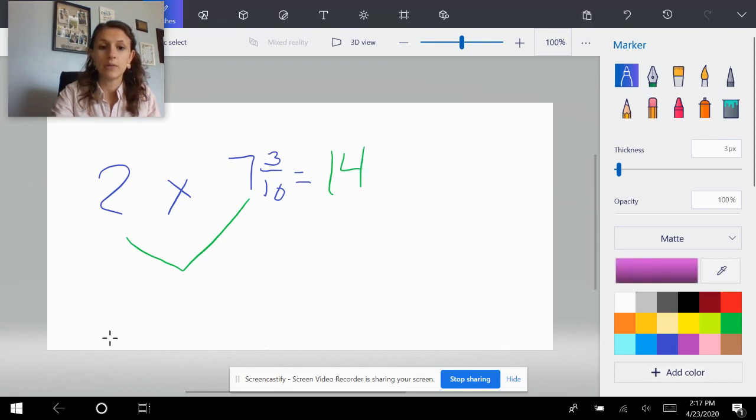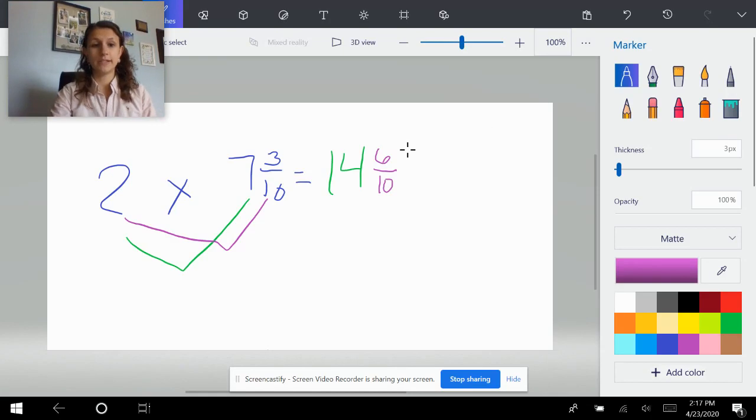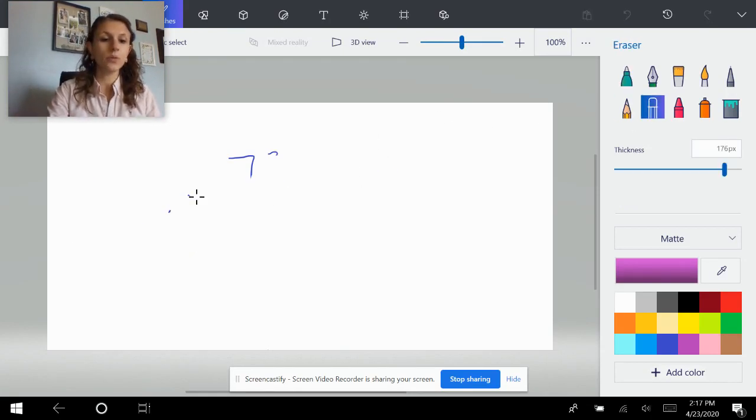All right, and now I'm looking at 2 times 3/10. 3/10 and 3/10, so 6/10. So this is 14 and 6/10. Now, 6/10 is not an improper fraction, so we're done. We're good to go. 14 and 6/10. Let's do one last one.